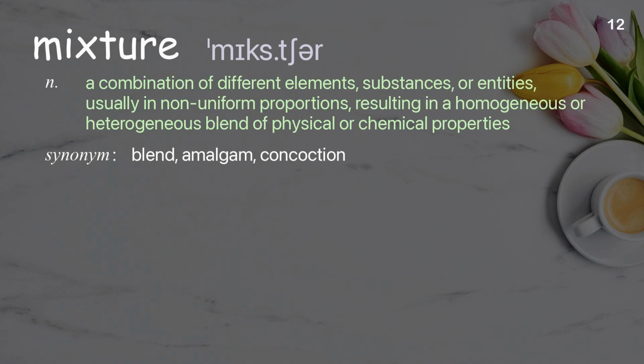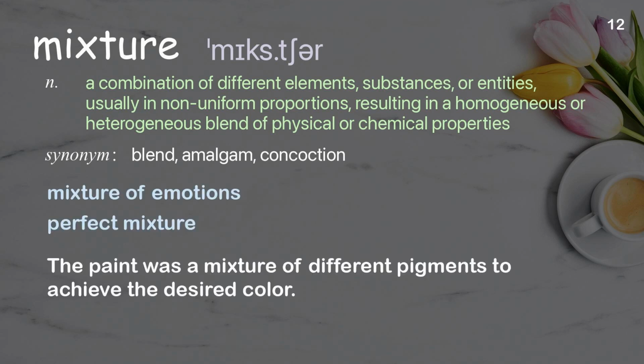Mixture. A combination of different elements, substances, or entities, usually in non-uniform proportions, resulting in a homogeneous or heterogeneous blend of physical or chemical properties. Examples: Mixture of emotions. Perfect mixture. The paint was a mixture of different pigments to achieve the desired color.